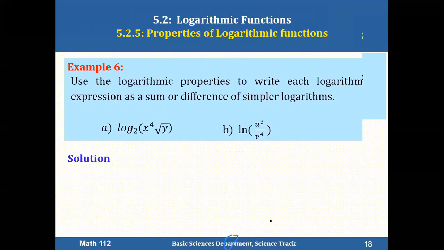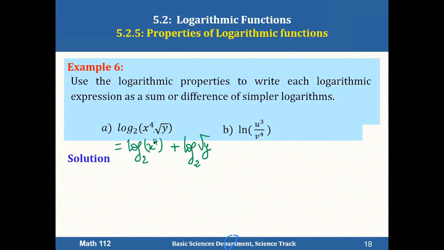Okay, now use the logarithmic properties to write as a sum or difference. Here we have log base 2 of x4 times the square root of y. We want to expand it. How do we expand it? We said the log transforms the product into a sum of logs. So we have a product, which gives log base 2 of x4 plus log base 2 of the square root of y.